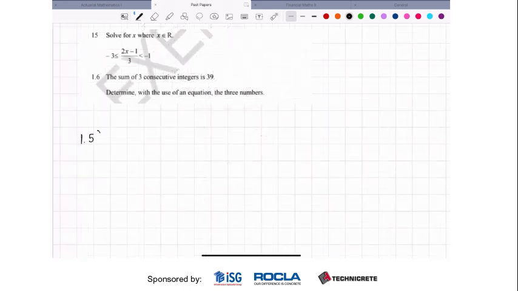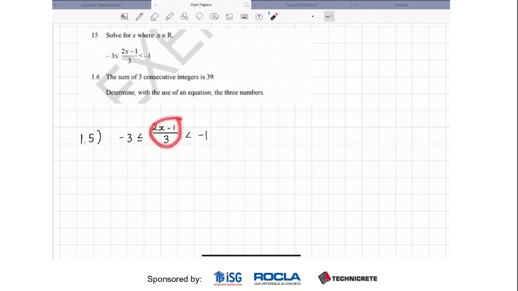1.5, we're asked to solve for x. So I've got this inequality. So when I have an inequality and I'm trying to solve for x, I'm going to treat it just like I would an equation for x. So any operation that I apply in the middle, I have to do on the left-hand side and the right-hand side. So I'm going to try and isolate x in the middle.